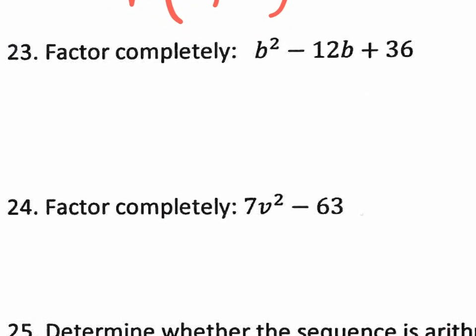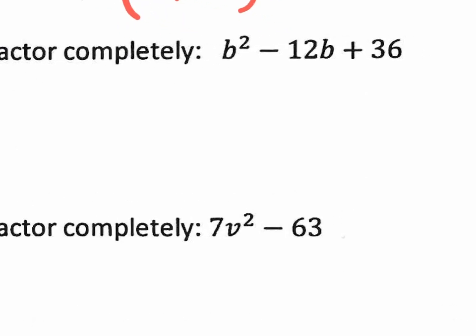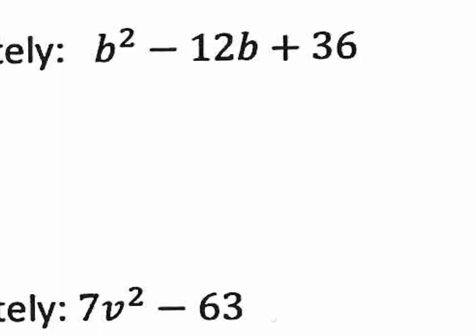So we're on question 23 right here. It says factor completely. It's super easy to factor this quadratic trinomial because the a value is 1. Okay, the a value is 1. So you could simply jump right into parenthesis, parenthesis, and think what times what is 36 that if you add together is negative 12.